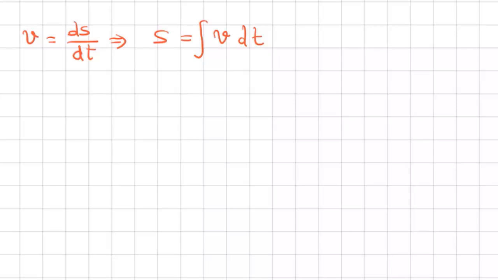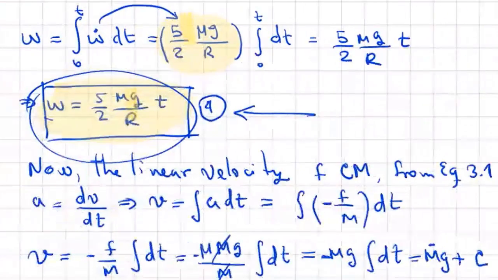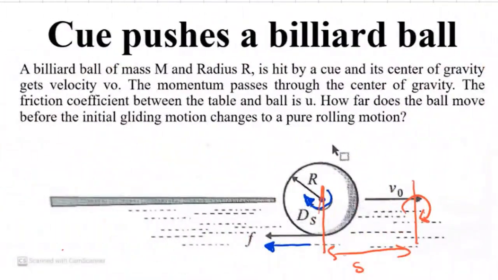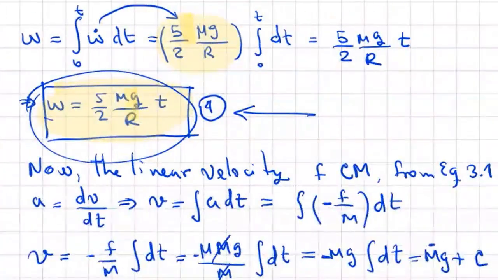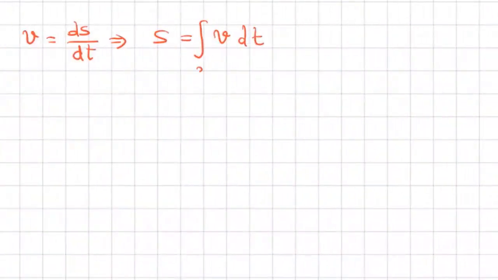How do we do that? We know the velocity is the derivative with respect to the time of the distance, then the distance is the integral with respect to the time of the velocity. We know that the ball goes from t equals 0 to t, to move from the linear motion to rotational motion. Because of that, we calculate the integral from 0 to t.